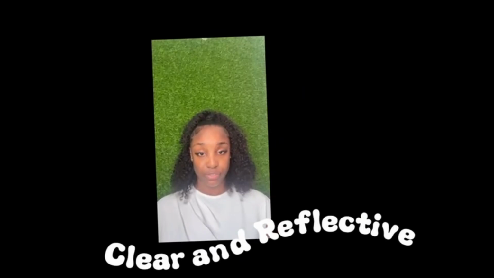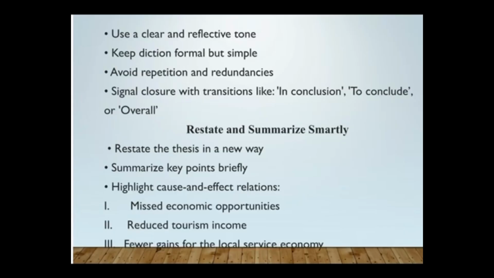Now, let's dive into suggestions for developing the conclusion as it relates to diction and content. In order to create a complete conclusion, the student must use a tone that is clear and reflective. The language should be formal but straightforward, with no repetition, no unclear usage or redundancies. In conclusion, to conclude, and overall are examples of transitional words and phrases that will suggest closure and direct the reader to the final idea.